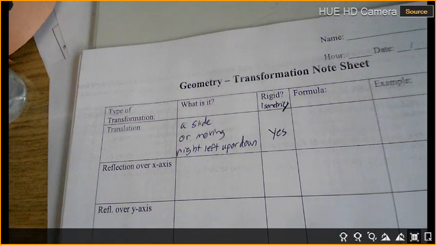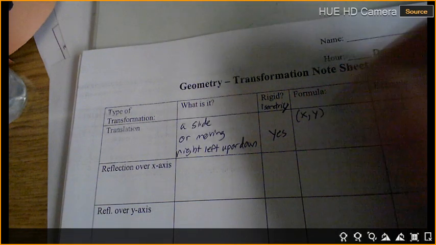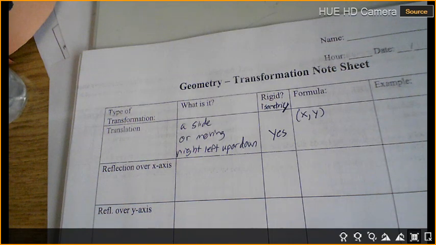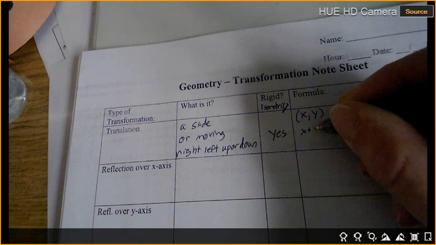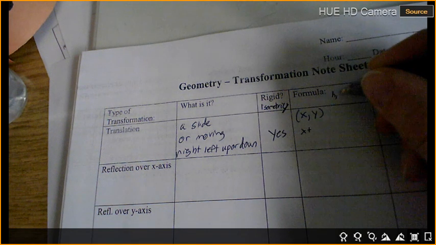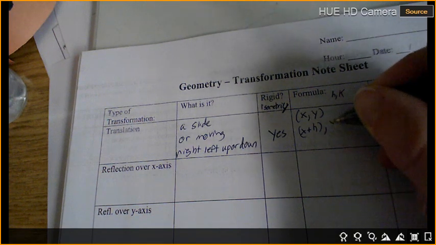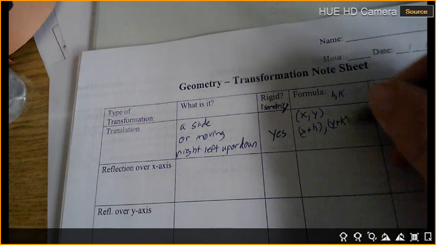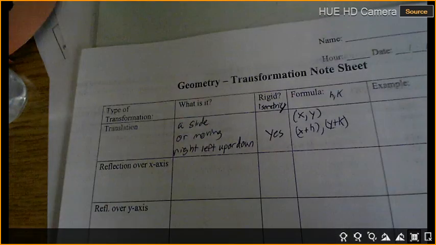And what is a formula for it? If we have x comma y and we move something, it's either x plus a number. So we'll call the number h, k. So x plus h comma y plus k. Does that make sense?